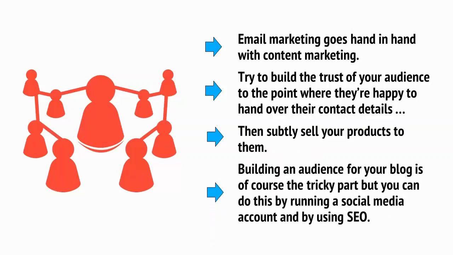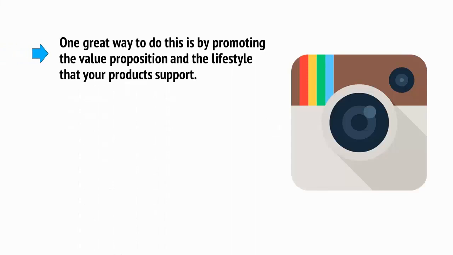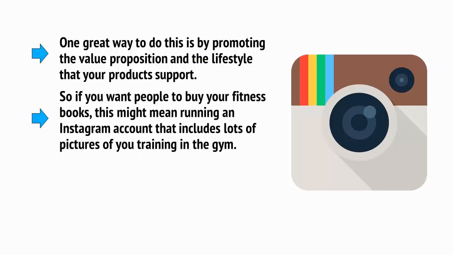Building an audience for your blog is, of course, the tricky part, but you can do this by running a social media account and by using SEO. And speaking of social media, this can also be used to directly sell your products. One great way to do this is by promoting the value proposition and the lifestyle that your products support. So, if you want people to buy your fitness books, this might mean running an Instagram account that includes lots of pictures of you training in the gym.